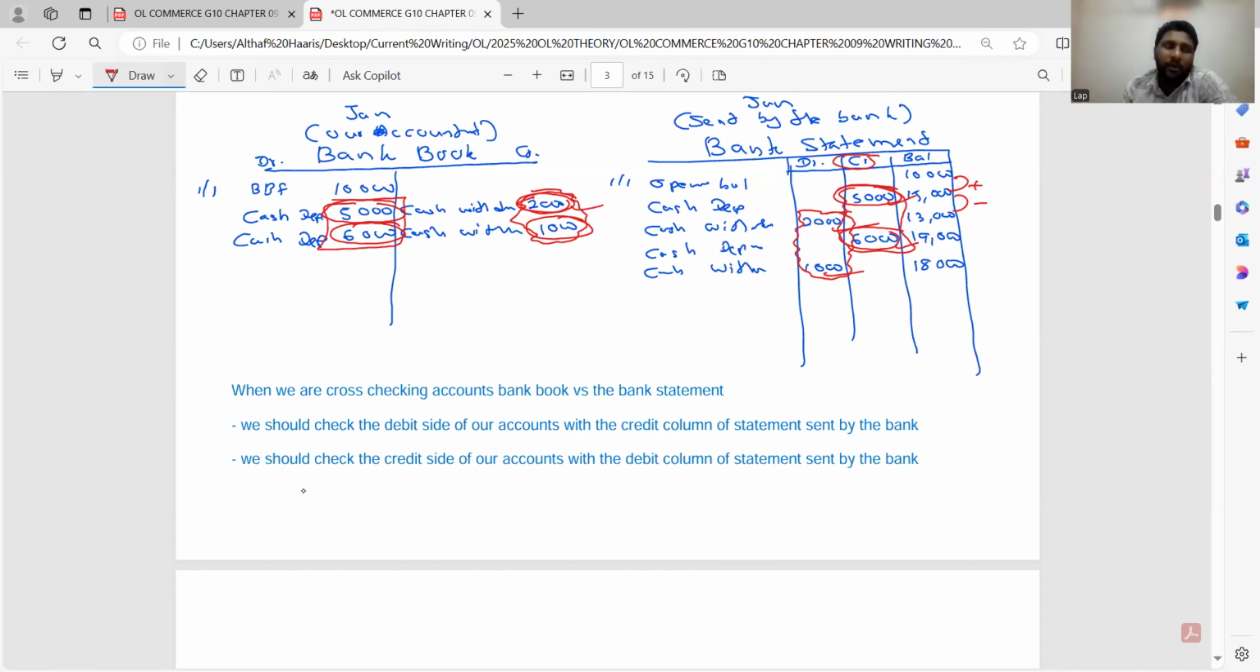So people, what did we learn up to now? Our accountant will prepare some accounts. At the end of the period, the bank will send a statement. When I check these two, the accountant has a different balance and the bank statement has a different balance. Big problem. Then we have to cross-check one by one where the problem is, and we have to correct it. So when we check one by one, our debit things we check with the credit column of the bank, and our credit things we check with the debit column of the bank. Simple as that.